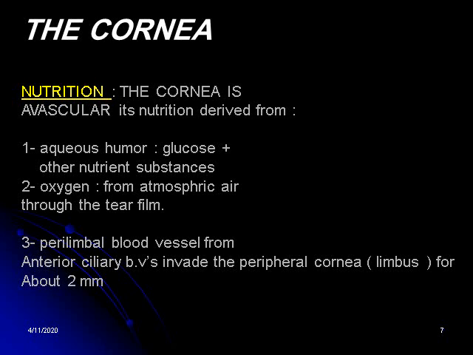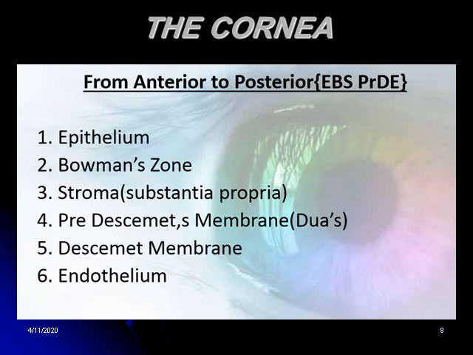We have some blood vessels present in the perilimbal area, the far periphery of the cornea, and the cornea can receive some nutrition from the peripheral perilimbal blood vessels.